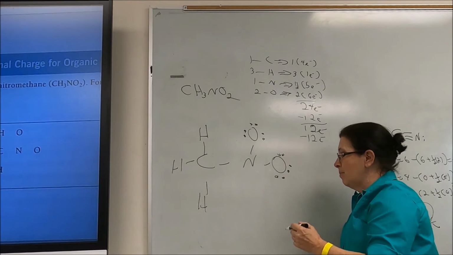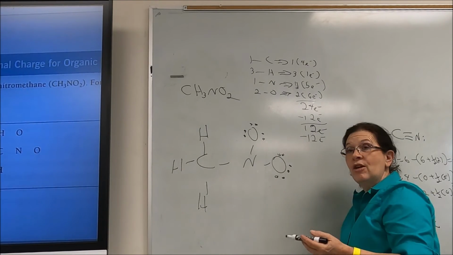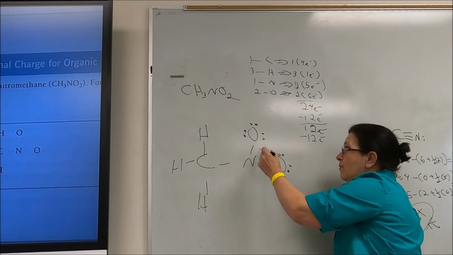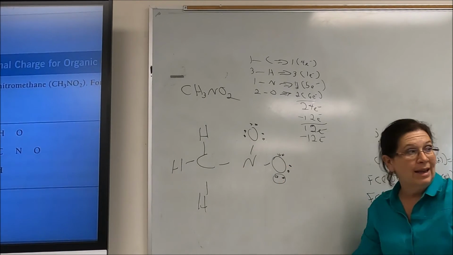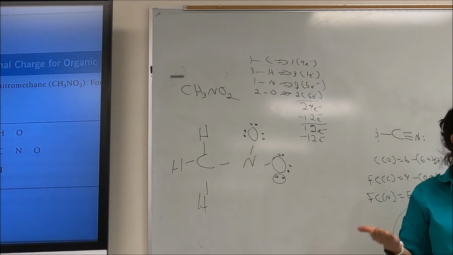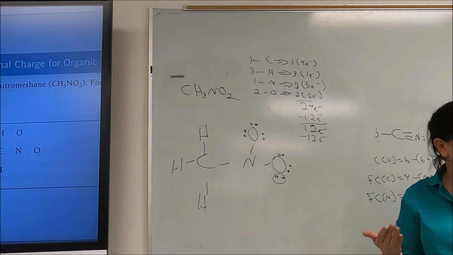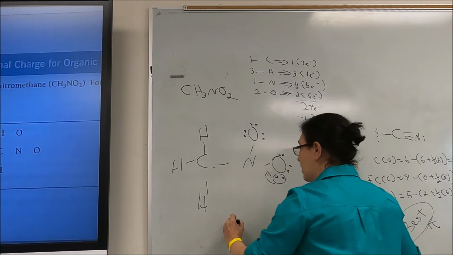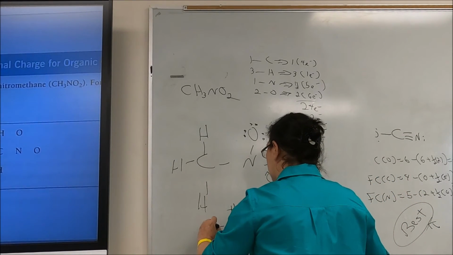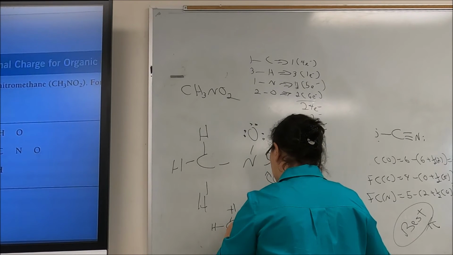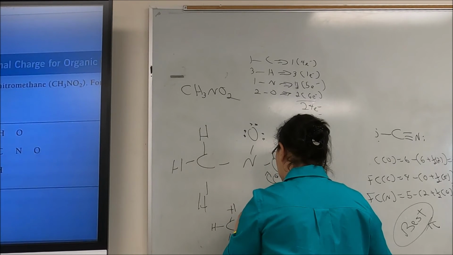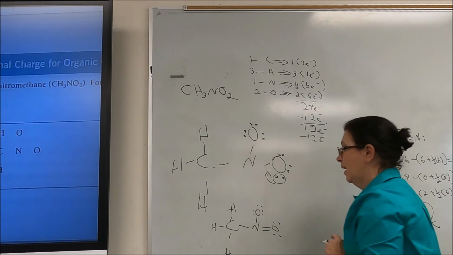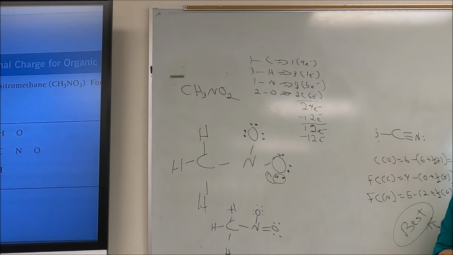So I have to fix it by making a double bond. And there's two possible ways we could do it. We could take a lone pair off of here and fold it in, or here and fold it in. It doesn't matter. They're going to be equivalent resonance structures. So I'm going to fold that in and make a double bond. And I get a molecule that looks like that.